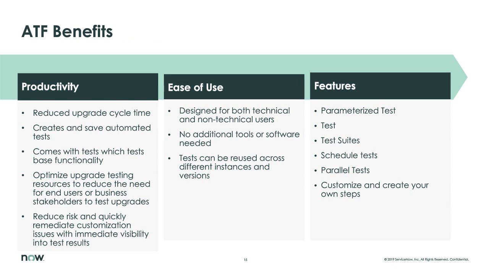So the benefits of ATF, productivity-wise, we know that it reduces upgrade cycle time. You can create and save automated tests, and as Chuck said, you can move them around through update sets, and you can also use the tests through different releases, right? And starting London, basically, we had a few tests that would help you test the CSM application. So you cannot use those tests as is, and I will talk about that also in this particular webinar.